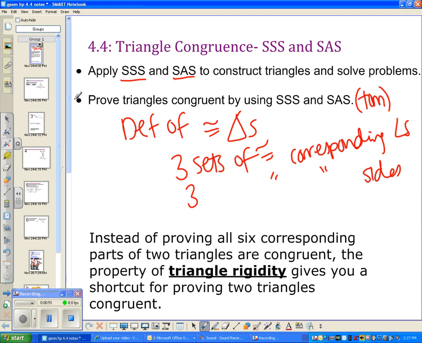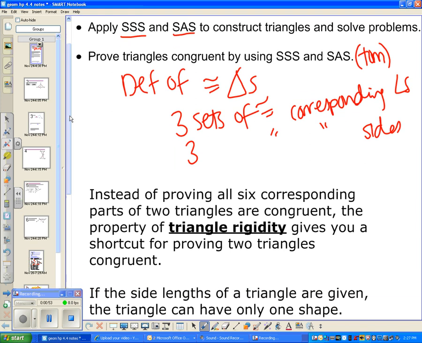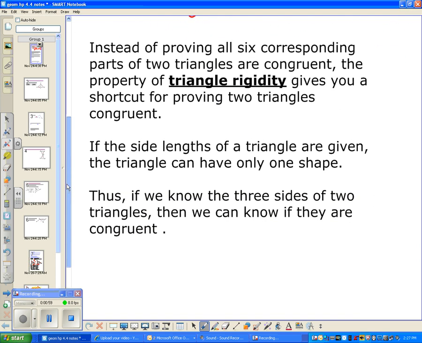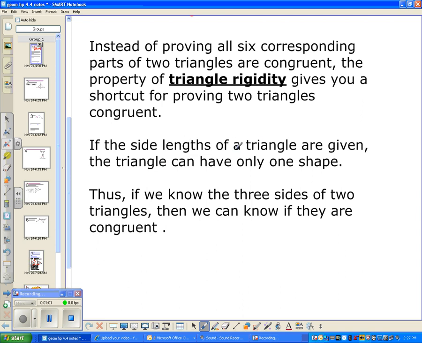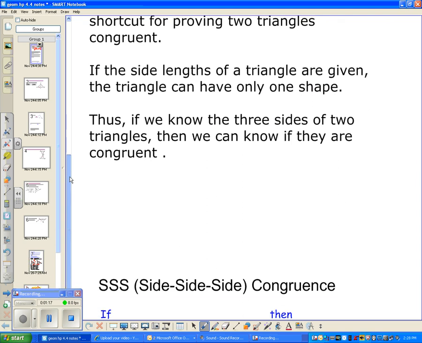and SAS. And to start off with the first one, SSS, the property of triangle rigidity says that because the side lengths of a triangle can't be morphed, they can't be bent or shrunk or anything, because they're rigid and you can't move them, then the triangle can only have one shape. So if you know the three sides of two triangles, then they have to be congruent to each other.